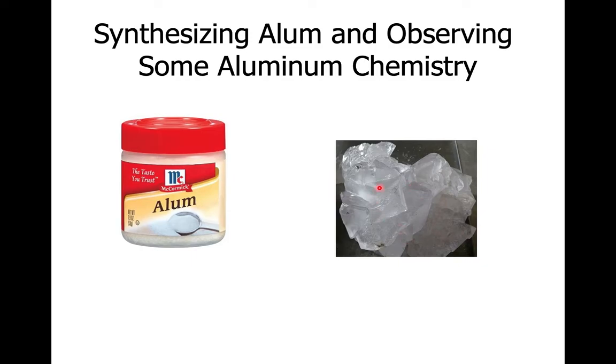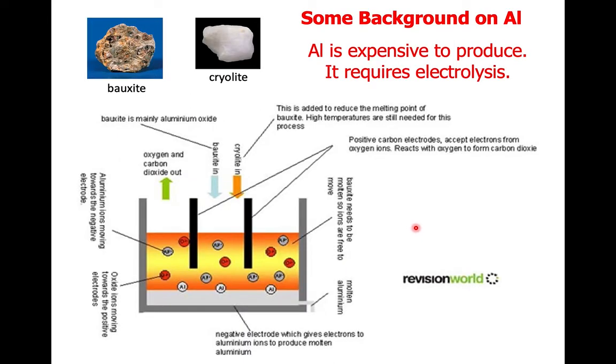This is a crystal about the size of a person's head. You can make even much larger crystals of alum. It crystallizes very well. Let's talk a little bit about some aluminum chemistry.